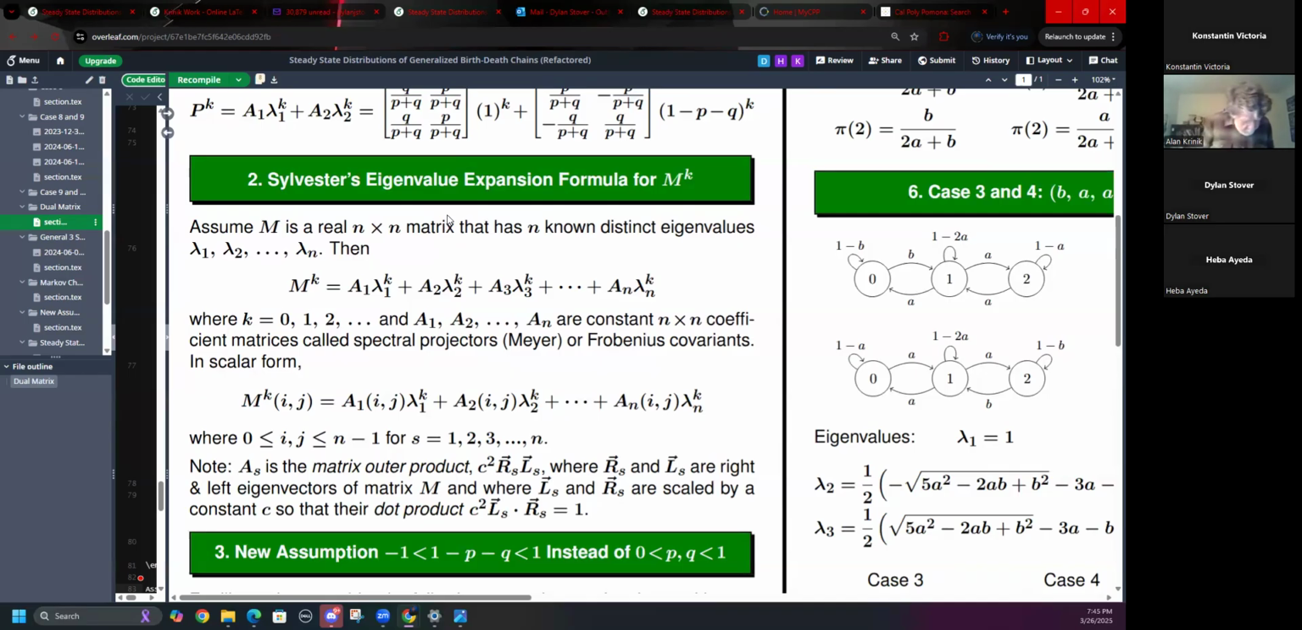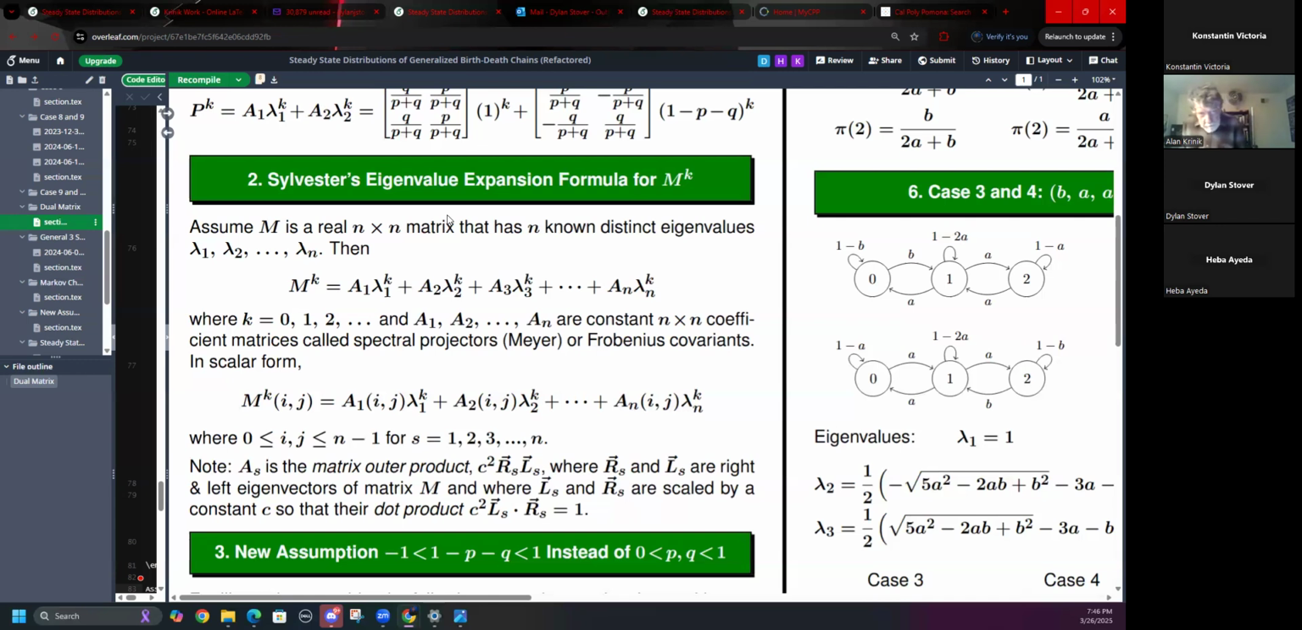A is a matrix, called a spectral projector or a Frobenius covariant. It's not raised to the power, which is more convenient because we don't have to take the power of a matrix. Meanwhile, the associated eigenvalue is raised to the kth power, which is the power we're taking on the matrix M. We can also use the expansion to find specific entries in M to the k, which is helpful because we're looking sometimes for certain probabilities after k steps in the chain. That would be done by simply using the corresponding entries in each spectral projector, the A matrices.